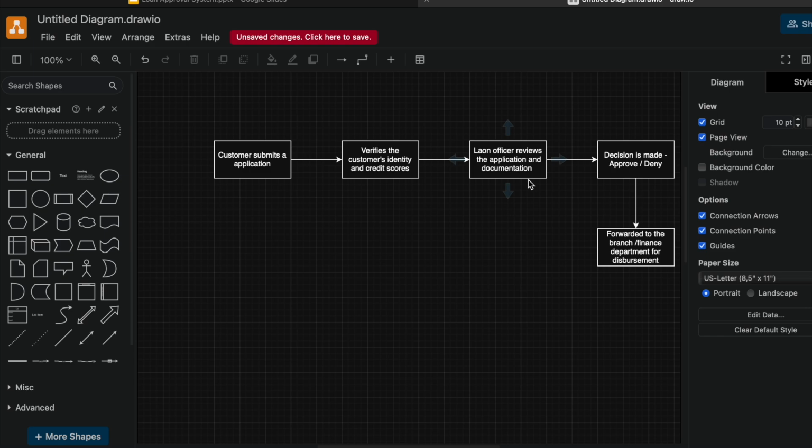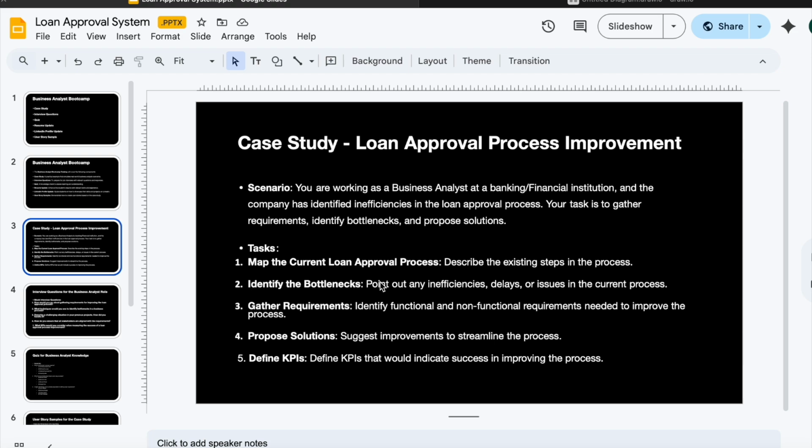Okay, so now let's go back to our third step, which is gather requirements. So let's list all the functional requirements. For functional requirements, we are identifying automated credit score validation, automated document processing, integration with the customer database. Okay, so non-functional requirements: system reliability, security and data protection, and ease of use. Okay, so these are the non-functional requirements. So now what is the proposed solution?